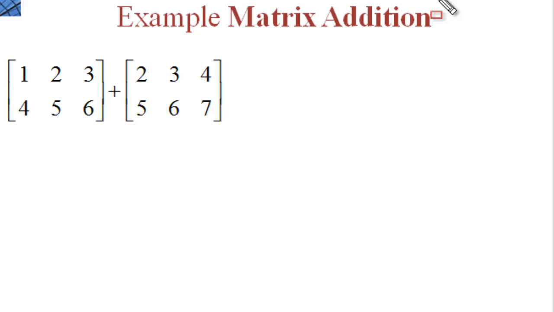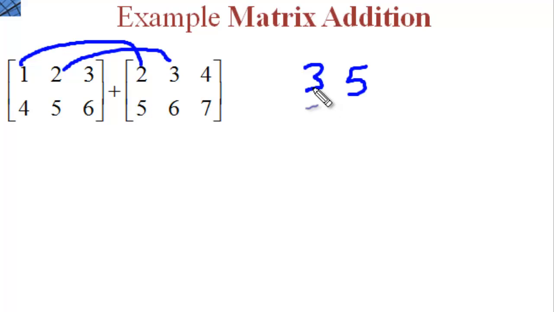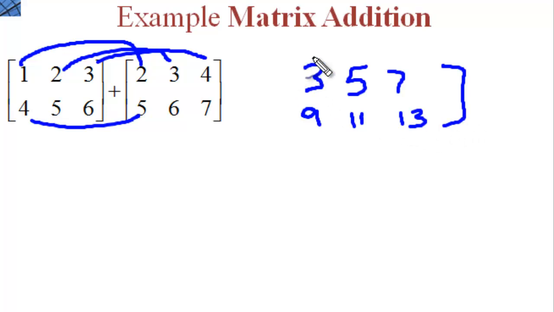If we are adding matrices, matrices is the plural of matrix. So if we're adding matrices, the 2 matrices must be identical in rows and columns, and then we simply add the corresponding entries. So in this case, we'd have 1 plus 2 is 3, 2 plus 3 is 5, 3 plus 4 is 7, 9, 11, and 13. And that is the addition of those 2 matrices.